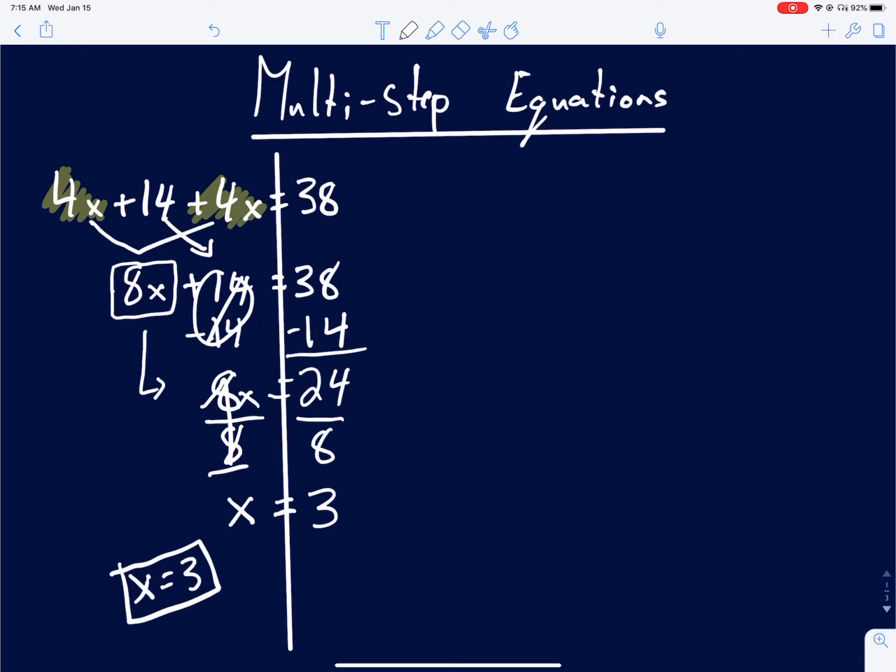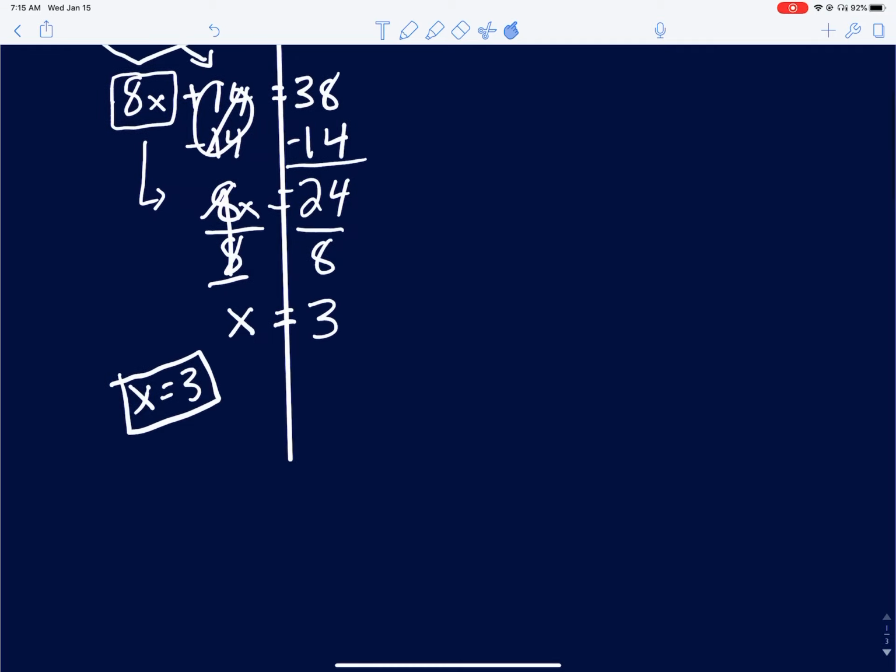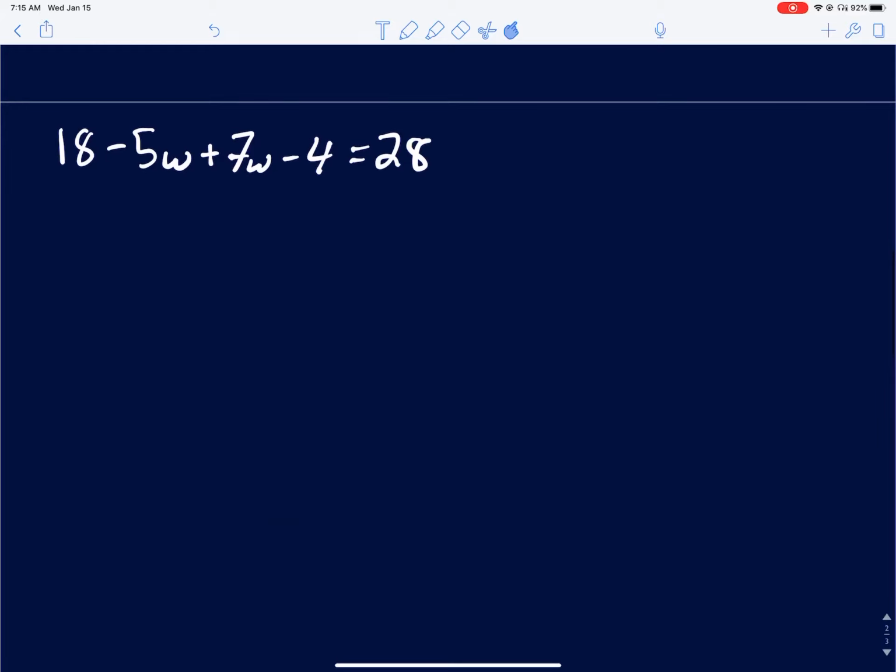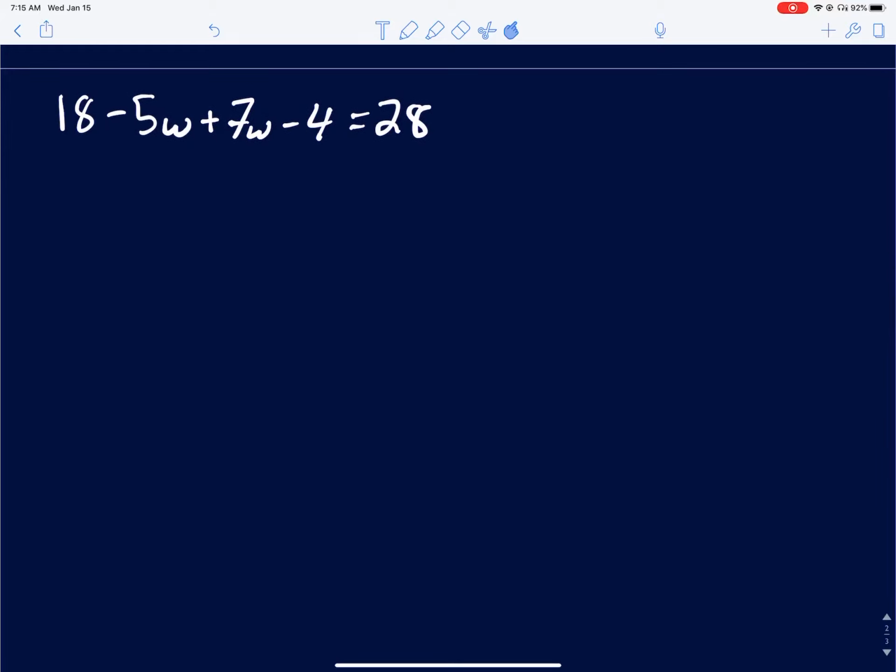Now let's try another example here. Here we have 18 minus 5w plus 7w minus 4 equals 28. And at first glance, this might feel like, oh my gosh, there's so much going on here. But really, it's not too bad.